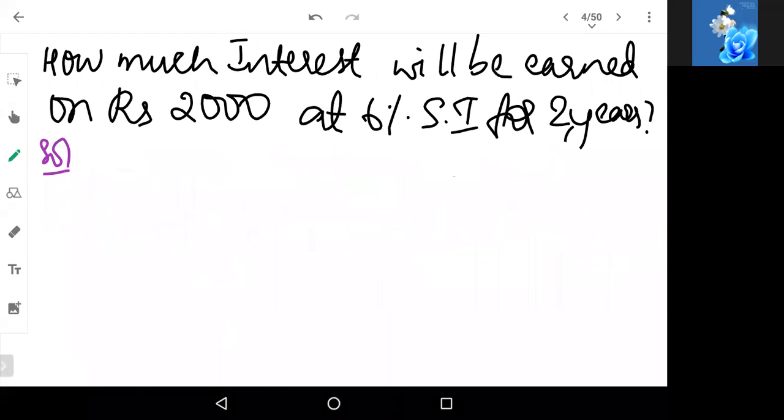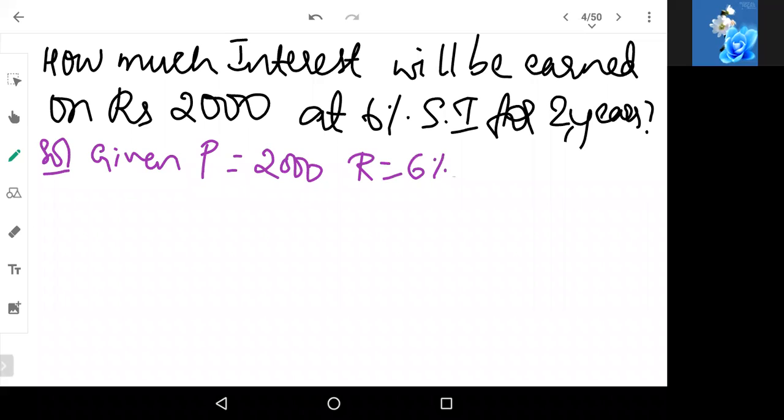Moving on to the next question. How much interest will be earned on 2,000 rupees at 6% simple interest for 2 years? Let us see what all information is given to us. Principal is 2,000 rupees. Rate of interest is 6%. Time is 2 years. They're asking us to find out the simple interest. Now find out the simple interest. Let us see how much the value will be.